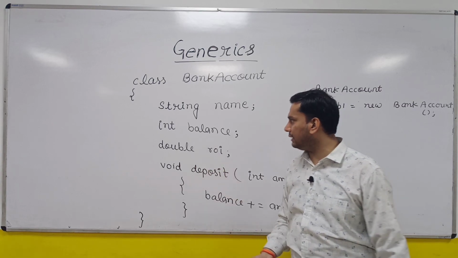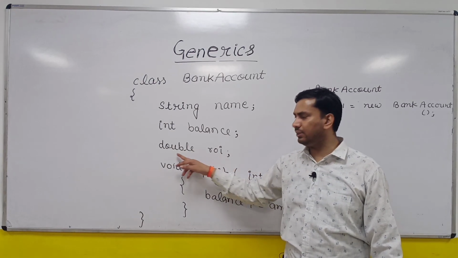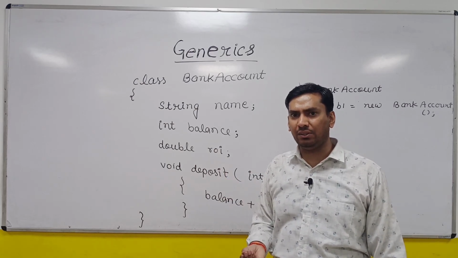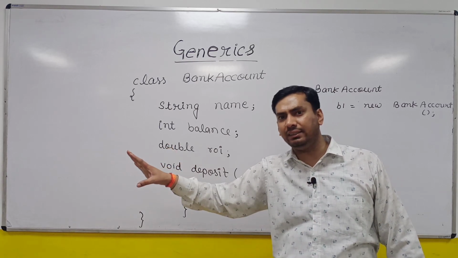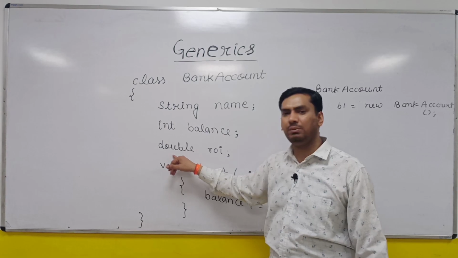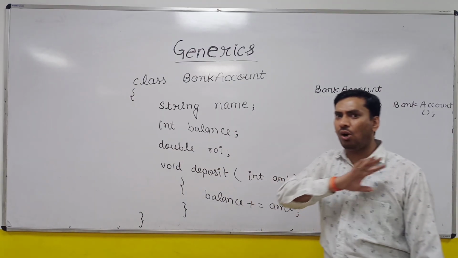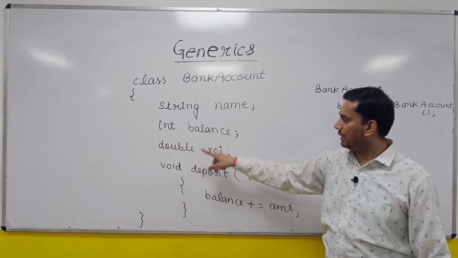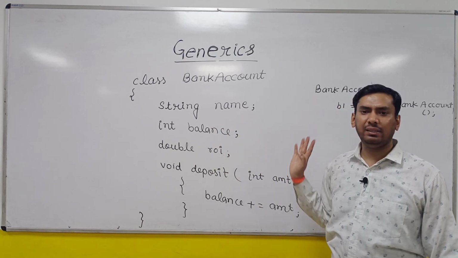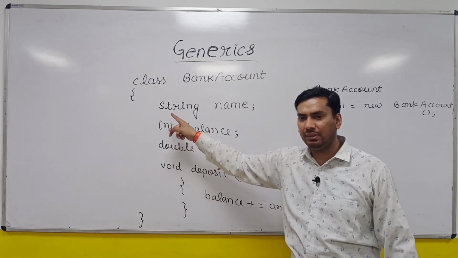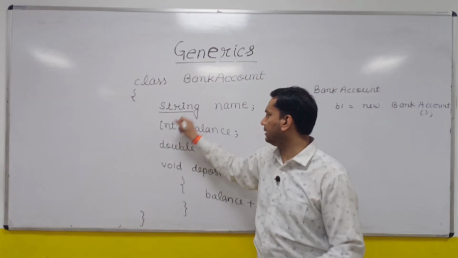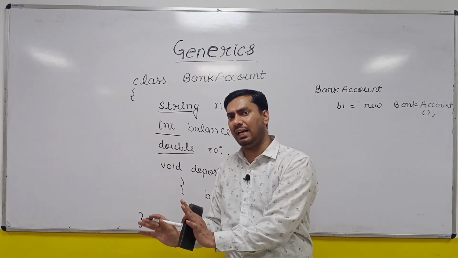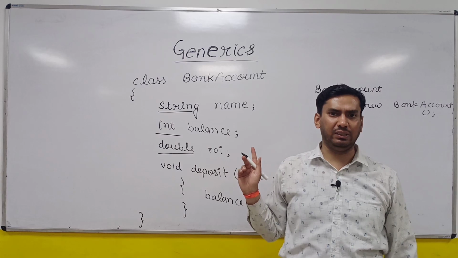Similarly, another person may say, I want the rate of interest to be of int type. I don't want a floating point value of rate of interest, I want a flat integer value. That will not be possible here. What I mean to say is, all the objects of this class will have the same type of balance, the same type of rate of interest, the same type of name, because they are fixed types. String is a fixed type, integer is a fixed type, double is a fixed type. So every object of this class will have these types of values only.